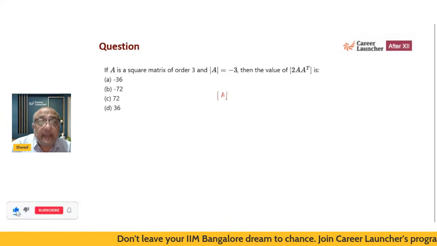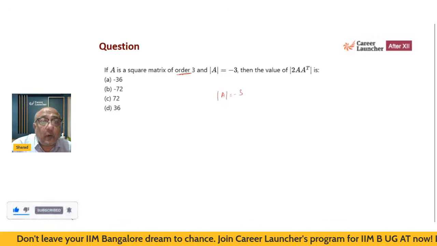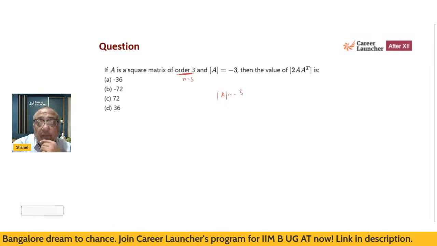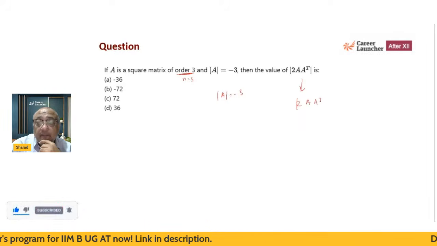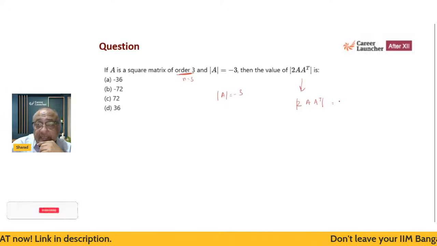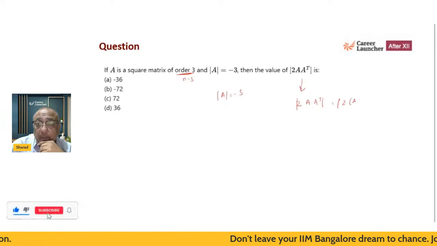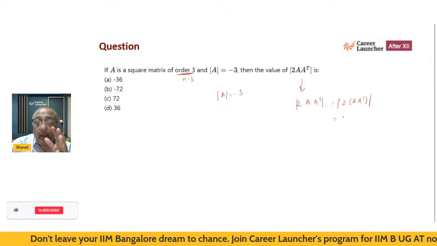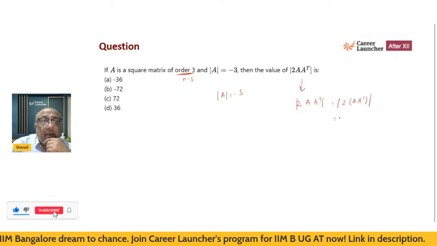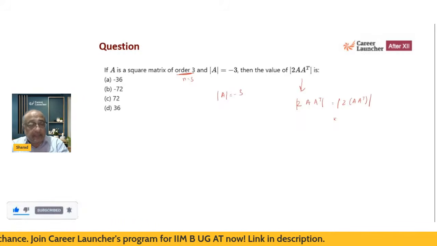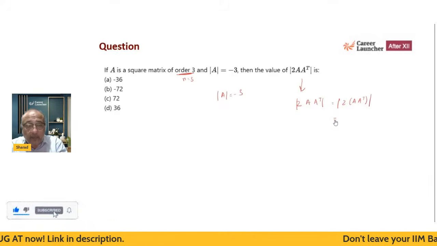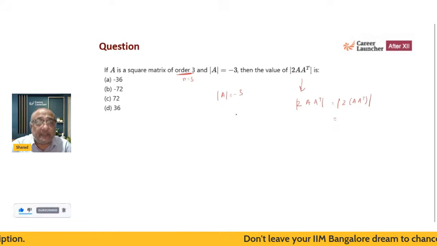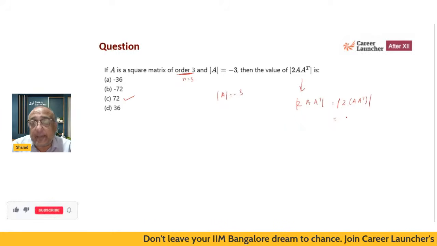Over here, I have determinant of A equal to minus 3 and also order is 3, that is n is equal to 3. What do we have to compute? 2A times A transpose determinant. Let us put it like this. I'm giving my type of answer. Ivan has told me here. Ivan, let us do this question by another method also. He's saying C, 72. 72 is the absolutely correct answer.